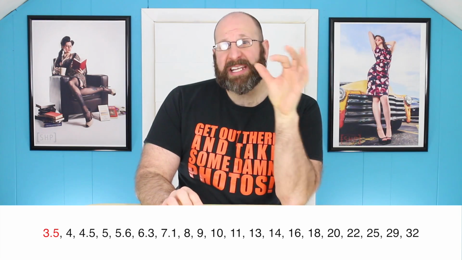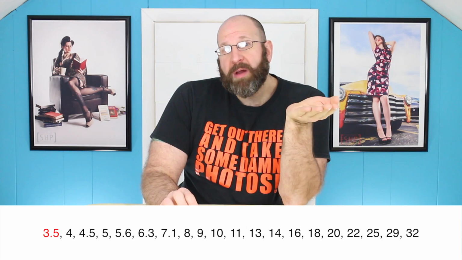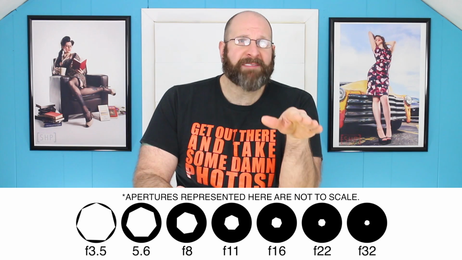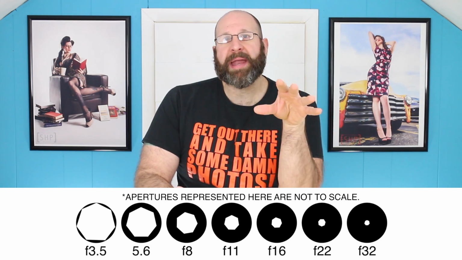These numbers indicate how large the aperture opening is in your lens, and logically, you would assume that an aperture setting of 3.5 would indicate a small opening, which would let in less light because 3.5 is a smaller number. But that is not the case. Instead, an aperture setting of 3.5 indicates a larger opening that will let in more light.